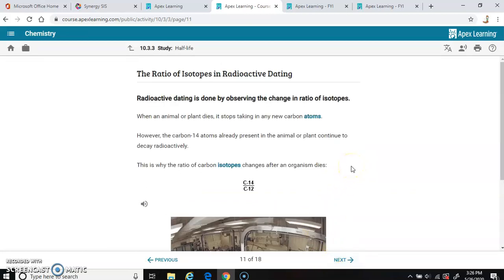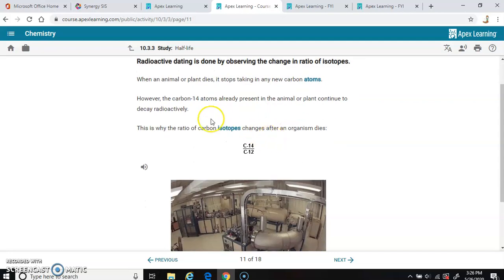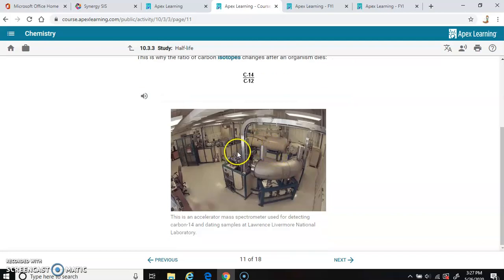So the radioactive dating is done by observing the change in the ratio of isotopes. When it dies, it stops taking in any new carbon atoms through carbon dioxide or other sources, and so the carbon-14 continues to decay radioactively until it breaks down completely. What's left is too small to measure. And so we have this ratio of isotopes. This is a picture of something like an accelerator mass spectrometer, used to detect how much carbon-14 is in there.